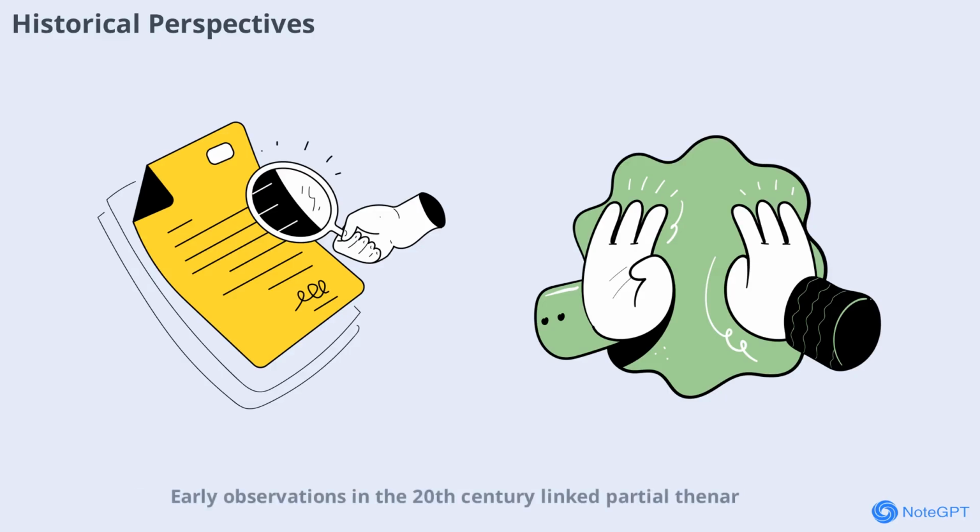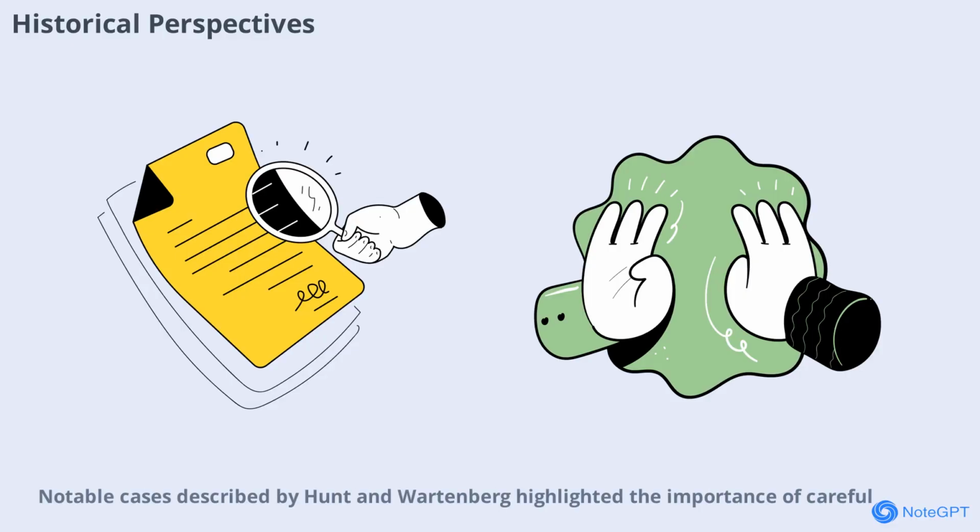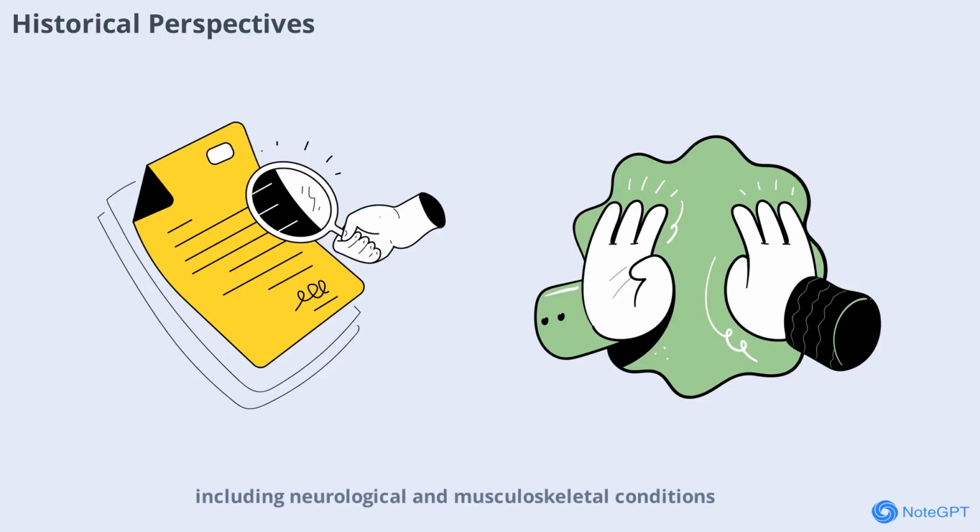Understanding of thenar muscle atrophy has evolved over time. Early observations in the 20th century linked partial thenar atrophy to occupational trauma and slow progressive nerve damage. Notable cases described by Hunt and Wartenberg highlighted the importance of careful clinical assessment and the need to consider a wide range of differential diagnoses, including neurological and musculoskeletal conditions. These historical insights laid the groundwork for modern diagnostic approaches.